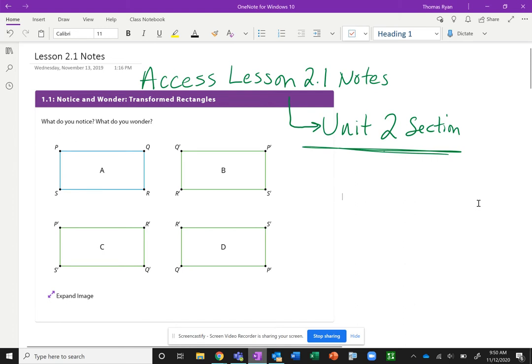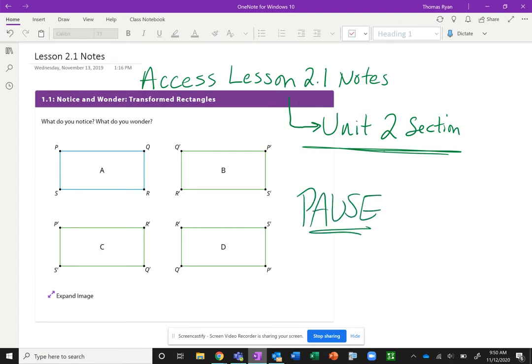So let's start problem number 1. Another classic notice and wonder. So I want you to pause right now. I want you to be on your own lesson 2.1 notes, and I want you to write down at least 2 things that you notice and 1 thing that you wonder. So go for that right now. Okay, should be back from our pause.